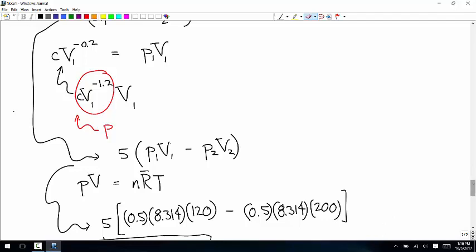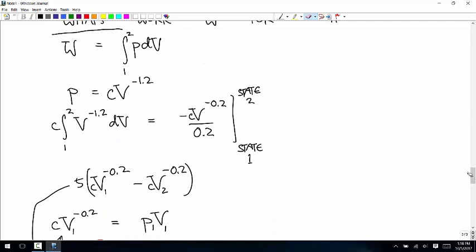The definition is just that it's something people notice happens a lot: often during a quasi-equilibrium process, not in fast processes, but in slow processes that are essentially in equilibrium at each point, there's often an exponent so that the pressure times the volume to this exponent stays constant.